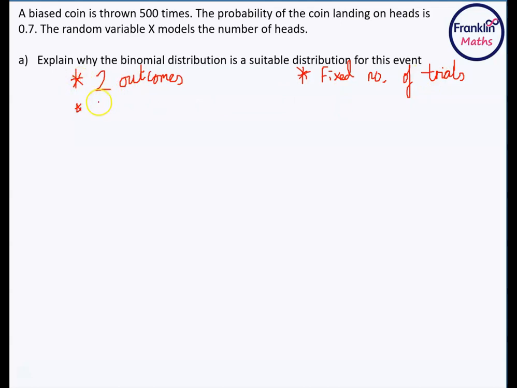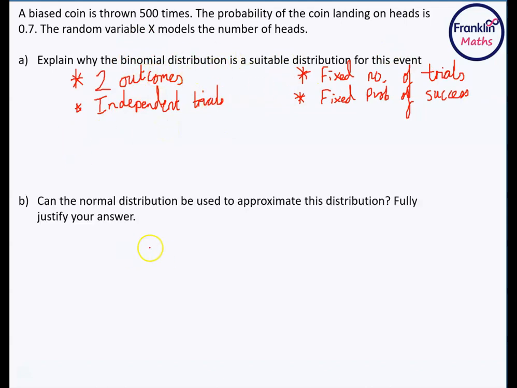The next one is the coin throws are independent. Independent trials. And you might want to put that in context by saying one throw of a coin doesn't affect the next one. And the last one is a fixed probability of success. So you might say the probability of heads is fixed. Because if it changes, it doesn't fit into the binomial. So that's a nice little bit of revision for you.